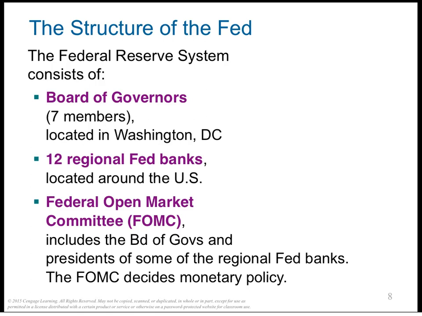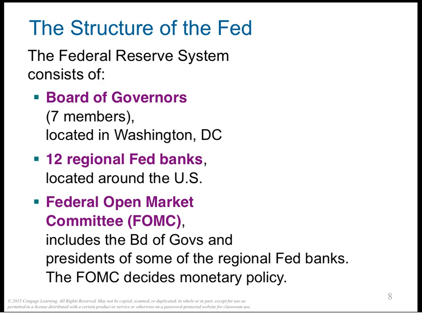Let's talk more about the Federal Open Market Committee. The FOMC is made up of the 7 members of the Board of Governors and 5 of the 12 regional bank presidents. All 12 regional presidents attend each FOMC meeting, but only 5 get to vote. The 5 with voting rights rotate among the 12 regional presidents over time.